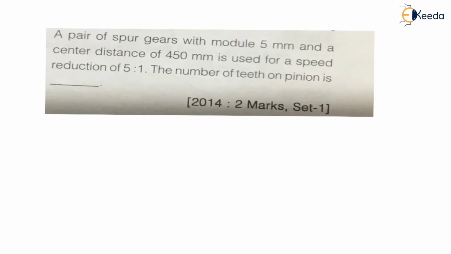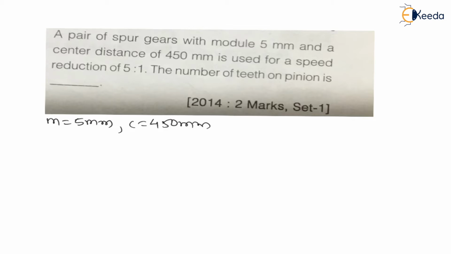Now the question is a pair of spur gear with module 5 mm. Here module is given, module m is equal to 5 mm, and the center distance of 450 mm. Center distance is given 450 mm, is used for speed reduction of 5:1. The number of teeth on pinion is?